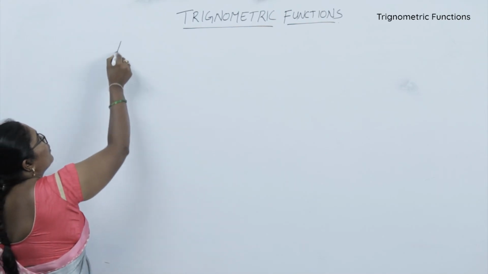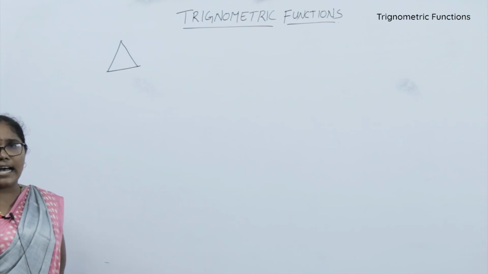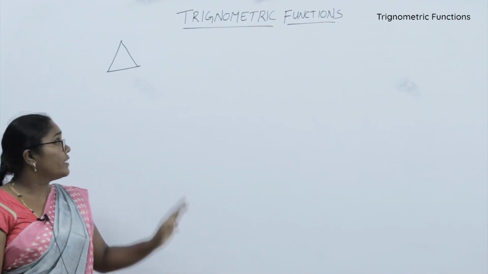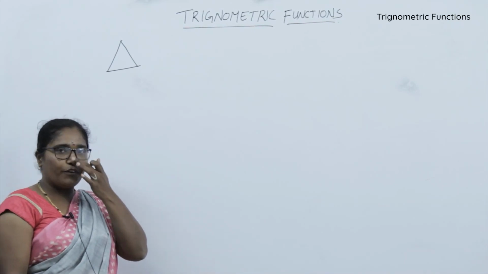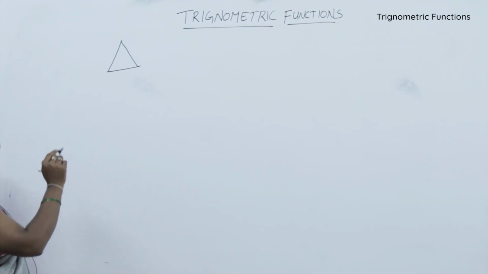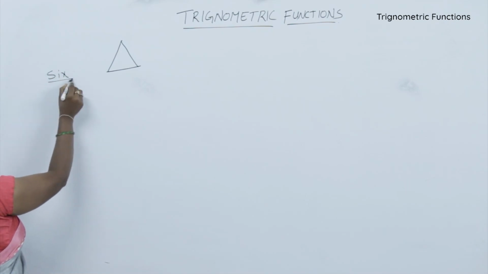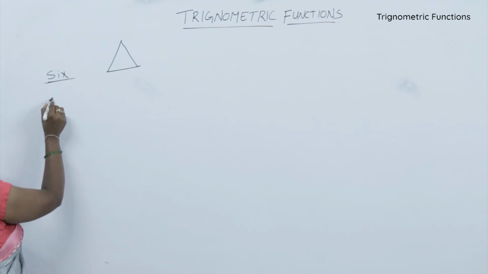If you take a triangle, measuring its three sides or angles, we can call it trigonometry. Measuring the three sides or three angles of a triangle is called trigonometry. In trigonometric functions, we have 6 trigonometric functions. What are the 6 trigonometric functions we have? The first one is the sine of the angle.